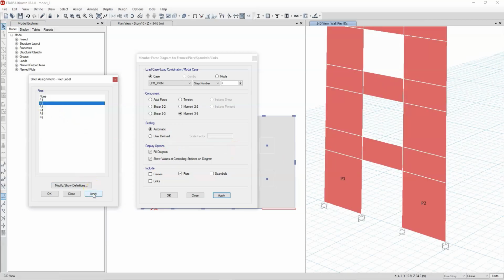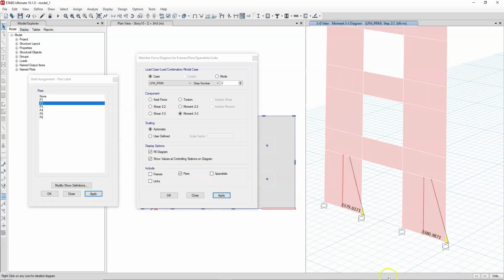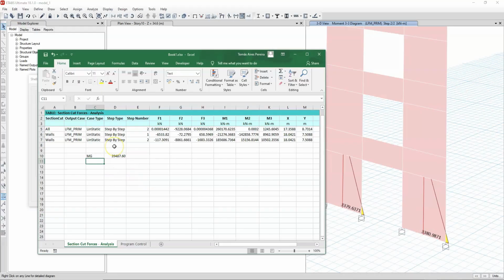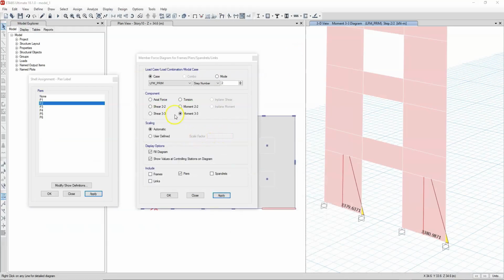To do this, we will assign two distinct labels. We keep P1 and use another, P2. We follow the same process and get two different values, M1 and M2, which are much smaller. Now we have those two moments. I will also show you the axial forces in the walls. And we see that we have two almost symmetrical axial forces, clearly creating a couple in our wall system.